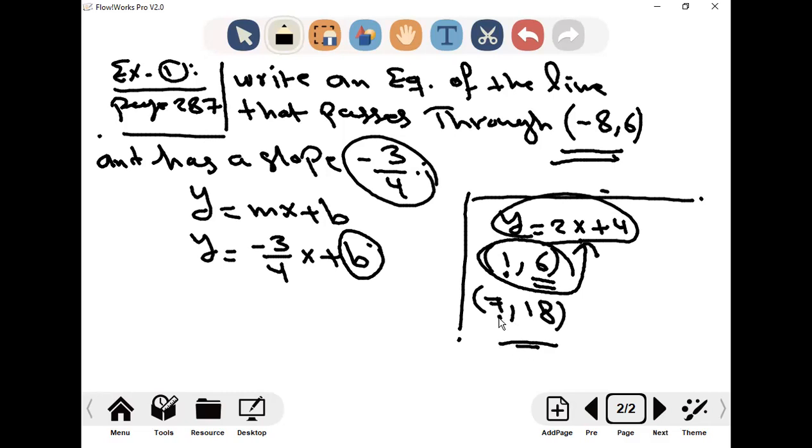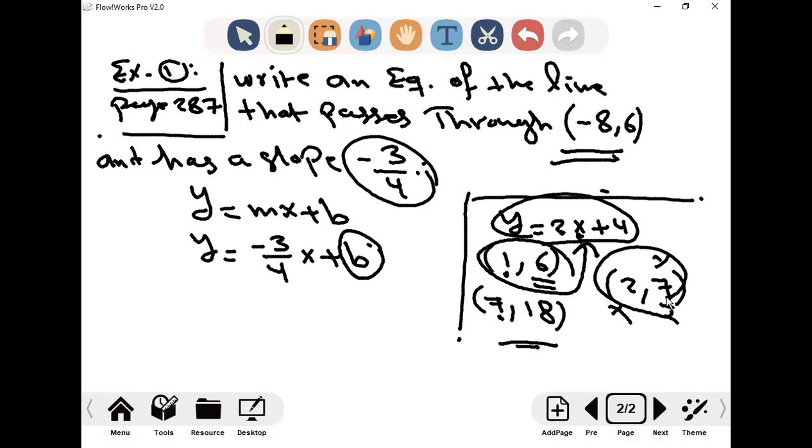Why? Because if you put 7 here, 2 multiplied by 7 is 14, plus 4 is 18. If you put x, you get y, then this point is on the line. If you put x and you don't get y, this is not on the line. For example, this point (2, 7) is not on the line. Put 2: 4 plus 4 is 8, not 7. This is x and this is y. So put 2, you get 8, and 8 is not 7. So this point is not on the line.